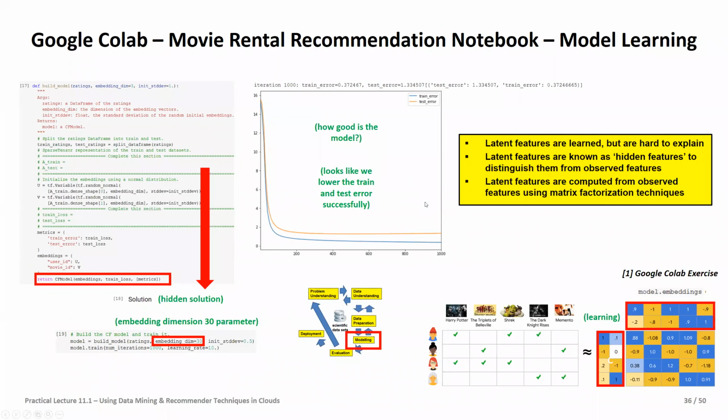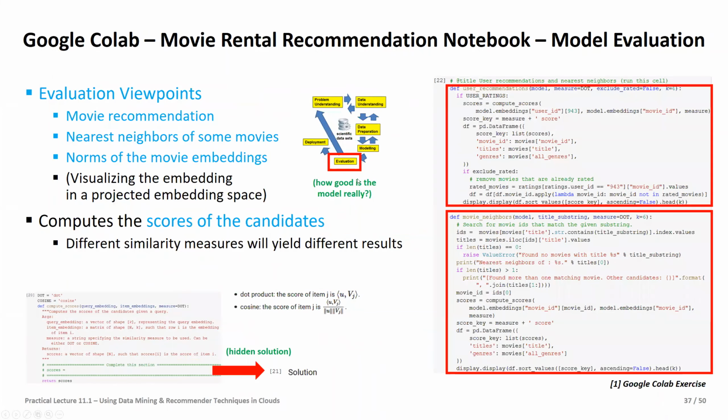So we have a low training error, and actually the test error is following suit. So this seems to be all right. But you have to check, right? Now we're coming more into the sphere of evaluation. And evaluation could be on very different terms. You can see, are the movie recommendations good?